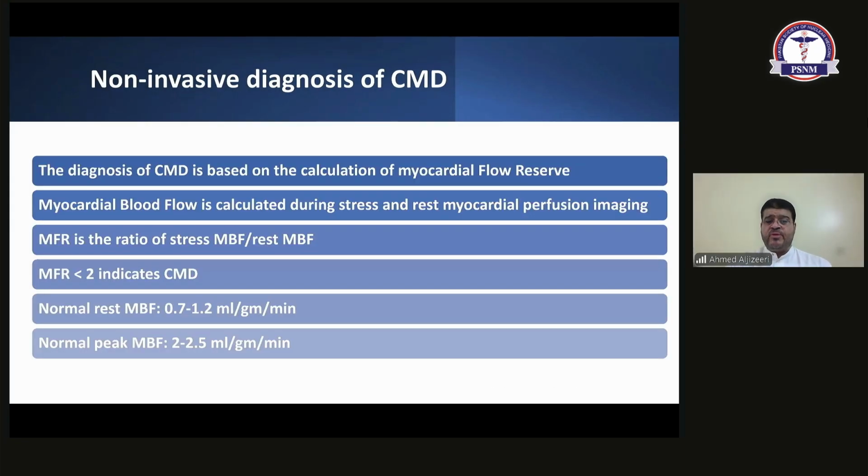So in order to diagnose coronary microvascular dysfunction, we have to calculate myocardial blood flow. And then we just divide myocardial stress or peak or hyperemic myocardial blood flow by rest. And if it is less than 2, it indicates CMD. However, one has to keep in mind this is a ratio. So one has to be cognizant of the fact that rest myocardial blood flow should be considered, and the normal value is between 0.7 to 1.2. And one has to look at normal peak myocardial blood flow, which is 2 to 2.5. So we have to combine these 3 measures in order to identify microvascular dysfunction.